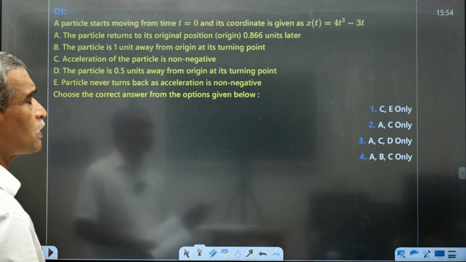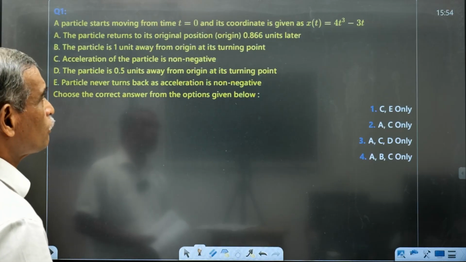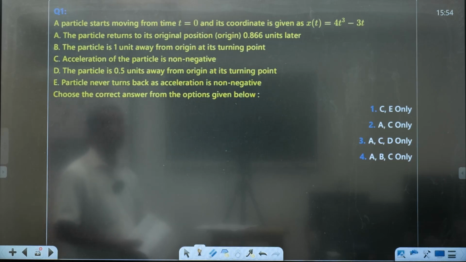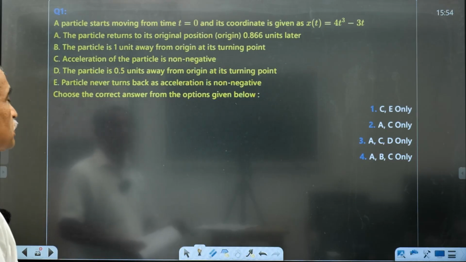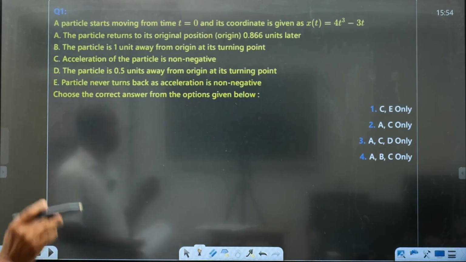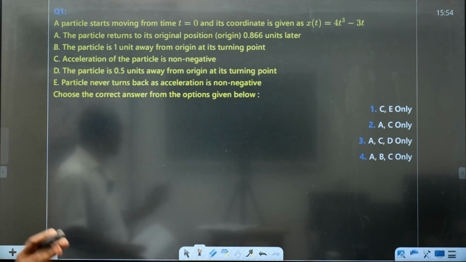We are given the displacement equation. This is the position equation, x(t) = 4t^3 - 3t. The particle returned to its original position in 0.8 units later. The particle returning to its original position means displacement must be zero. Now our aim is to find at what time the displacement is zero.